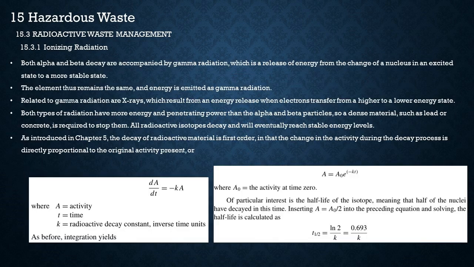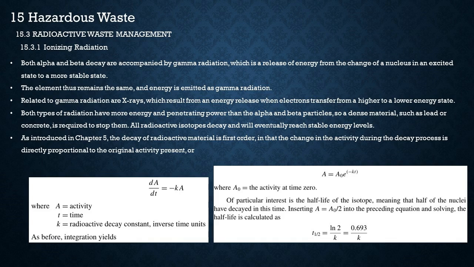Both the alpha and beta decay are accompanied by gamma radiation, which is a release of energy from the change of a nucleus in an excited state to a more stable state. The element thus remains the same, and energy is emitted as gamma radiation.